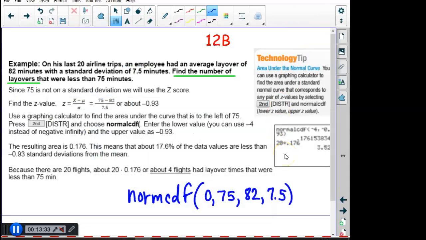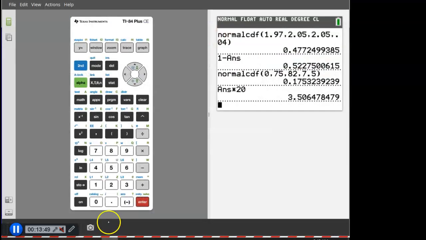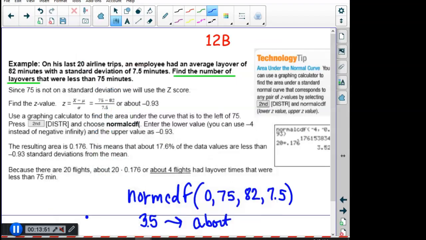Okay, so we could go 3 or 4, but I would say about 4 flights. So let's write our work. We got 0.175, and then we multiplied by 20. About 4 flights. All right, that one was done for you, but that's how we did it.